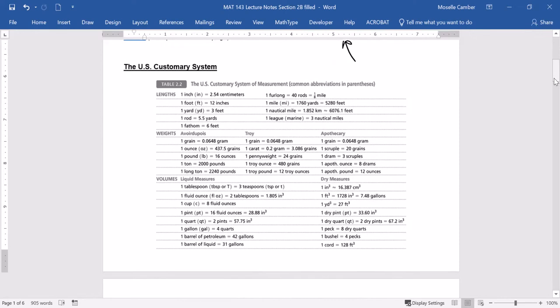Okay, some basic units in the customary system, different lengths. We have inches and feet, yards, sometimes measure in rods or fathoms, furlongs, miles, nautical miles, and leagues. These are some of the conversion factors among the lengths. Some conversion factors among weights. There are 3 different types of weights: grains, or the avoirdupois, troy, and apothecary. We're not going to use a ton of this information, but it is there for you. And then liquid measures here.